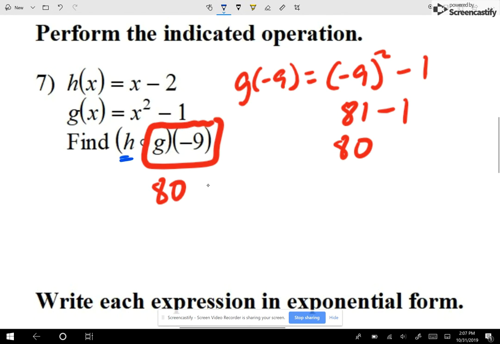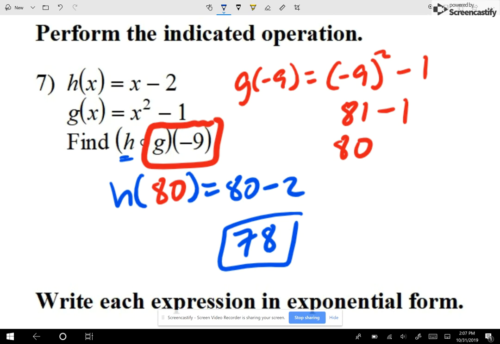Now, this h on the outside, I'm going to do h of 80. So looking at the function h, the value of the variable is 80. So I'm really looking at 80 minus 2, better known as 78.